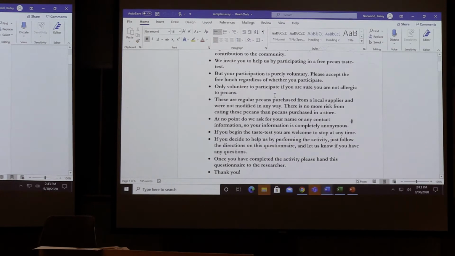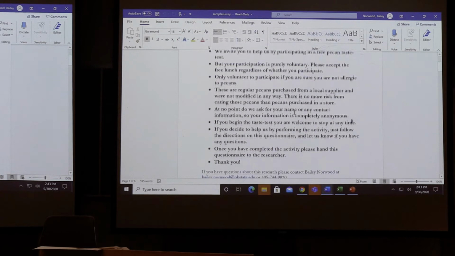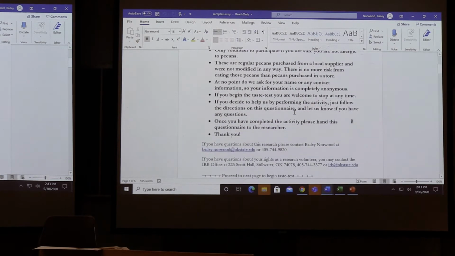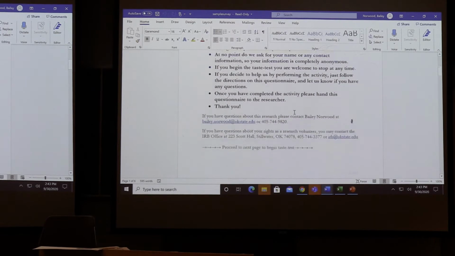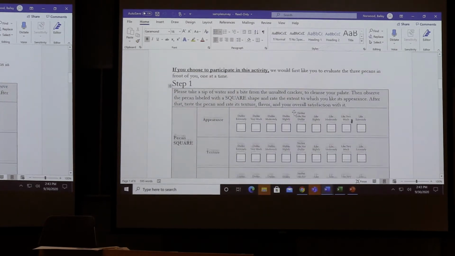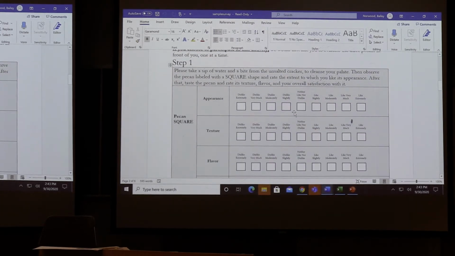You have to get this stuff approved by the university, and so it has to be ethical. And we tell them things like you can stop the taste test at any time, that kind of thing. But here's what we did. It was really simple. So what we would do is step one, we said this.